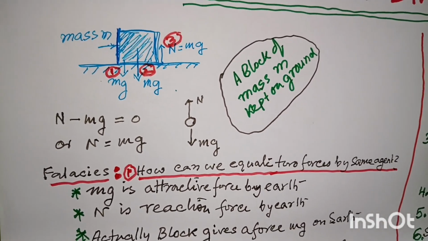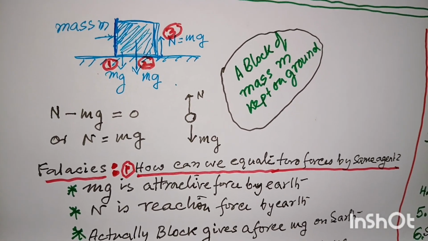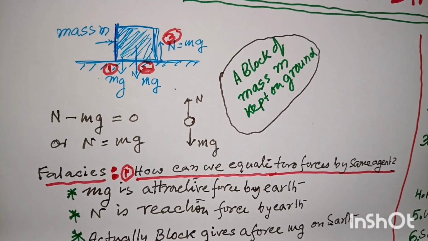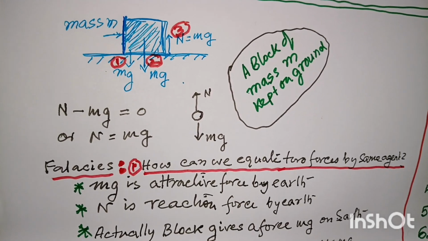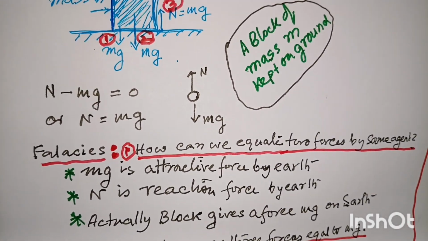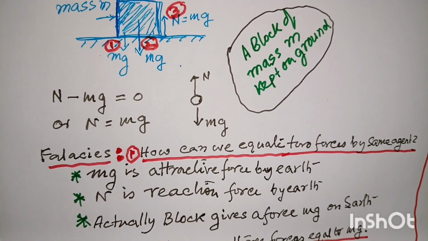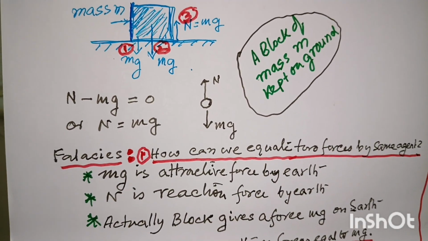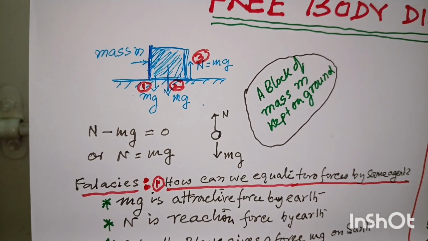So, what is fallacy number one? See, what is mg? mg is the force given by the earth on the block. It is acting downward. And what is N? N is the reaction force given by the earth on the block. So that means mg is the attractive force by earth and N is the reaction force by earth. That means both the forces are given by the earth.